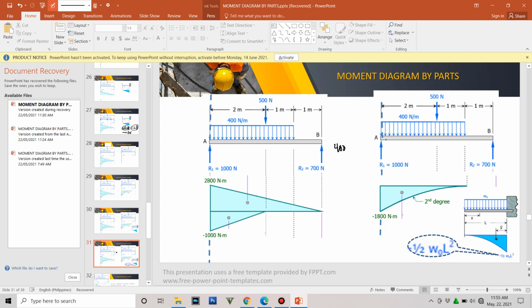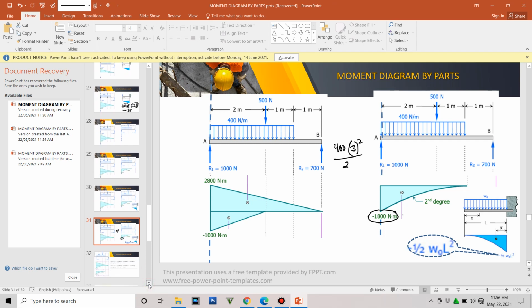Our length, yung length na sakop lang ng distributed load. Ano yung sakop ng distributed load? 3. Okay? All over 2. So, if we're going to calculate this one, 400 times 9, that is equal to 3,600. 3,600 divided by 2, that is equal to 1,800. Okay? So, ang ating moment diagram by parts composes of 3 shapes, ano? Dalawang triangle, isang spandrel.